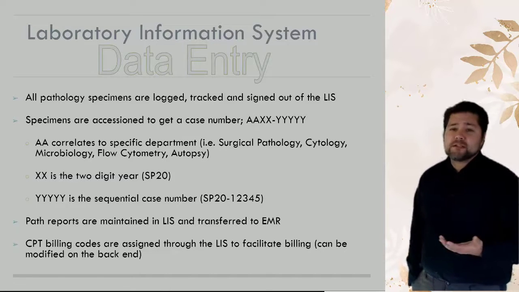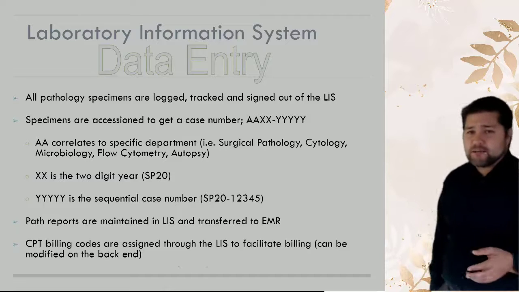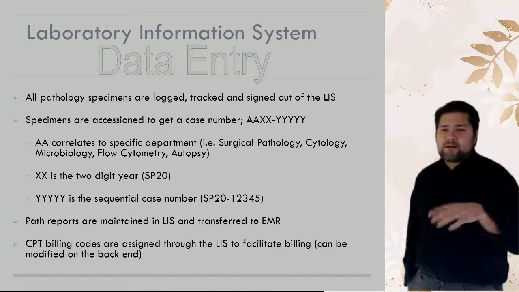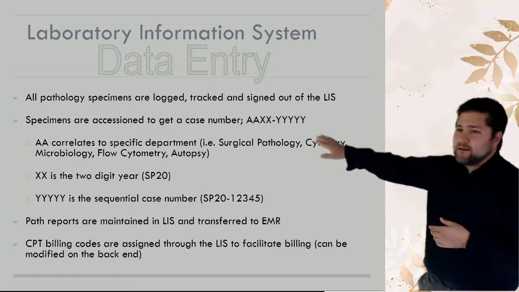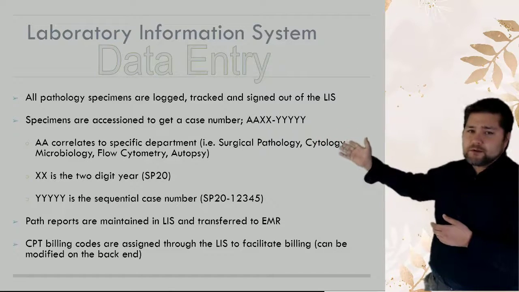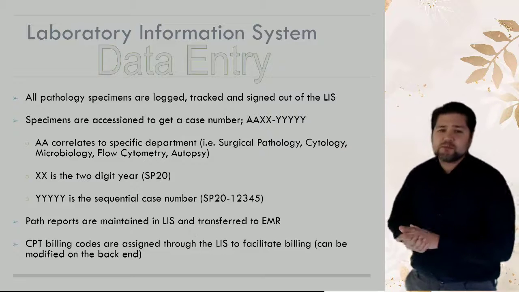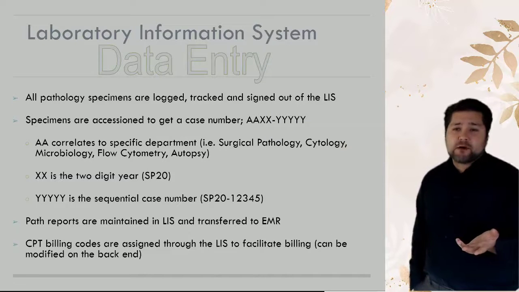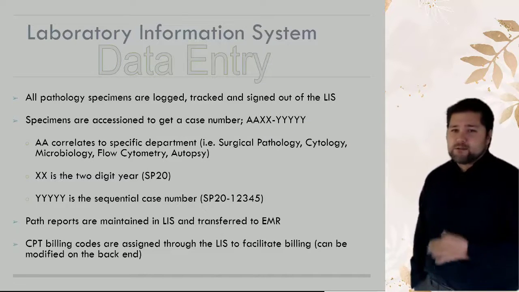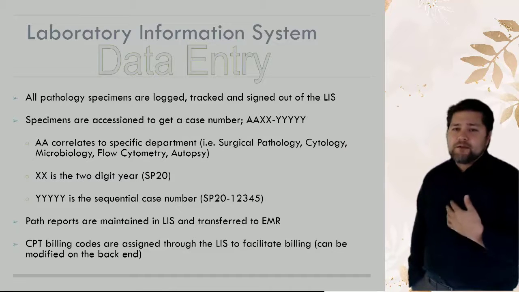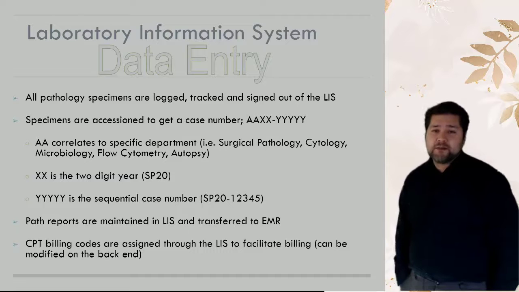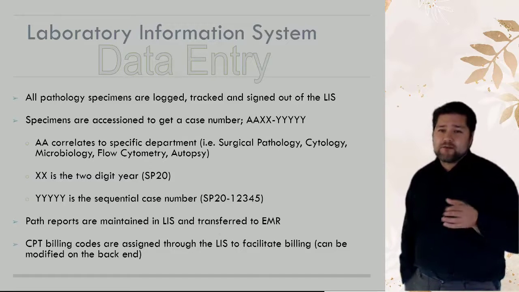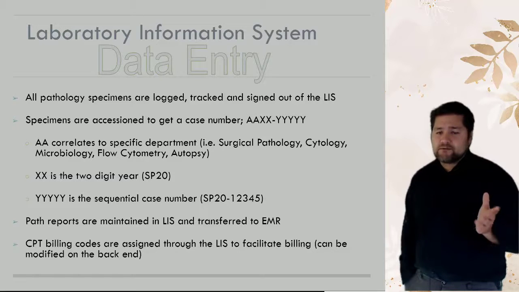When you accession a specimen, let's take a look at SurgePath, for example. A lot of case numbers are going to be very similar to this. This is kind of a generic format, but you're going to basically get AAXX, YY. So what do those numbers mean? The first prefix correlates to the specific department. You can get SurgePath, cytology, micro, all those fun places. Even autopsy will have its own designation. Usually it might just be an abbreviation like SP for SurgePath, or CT for cytology, or FC for flow.